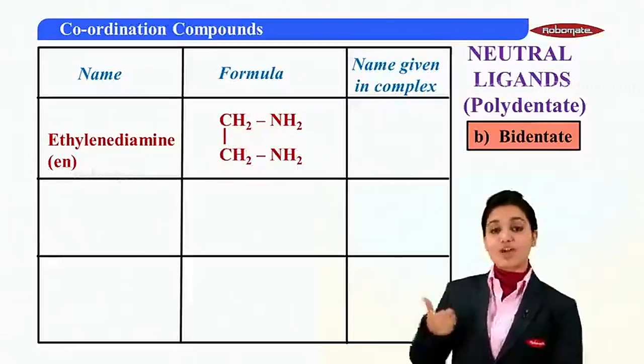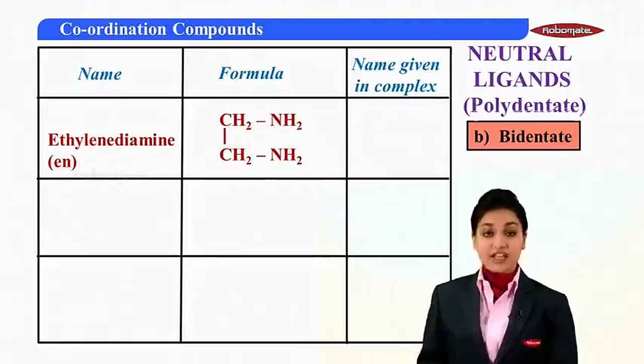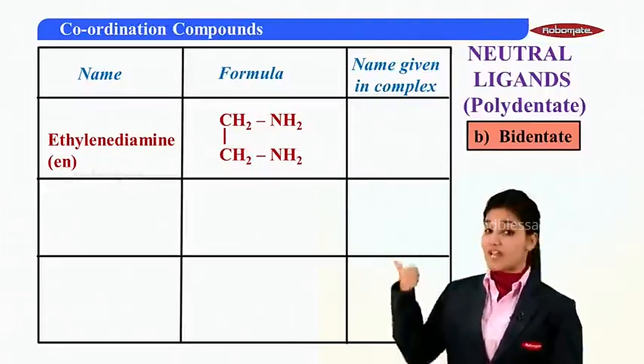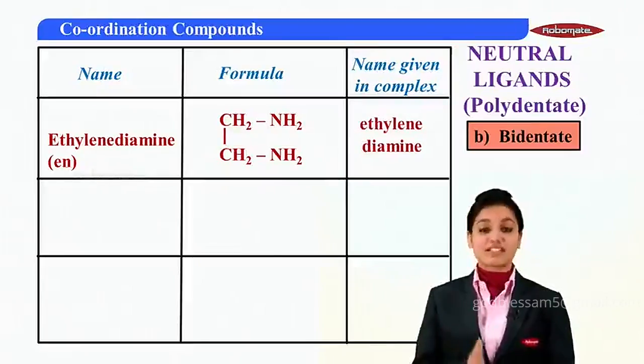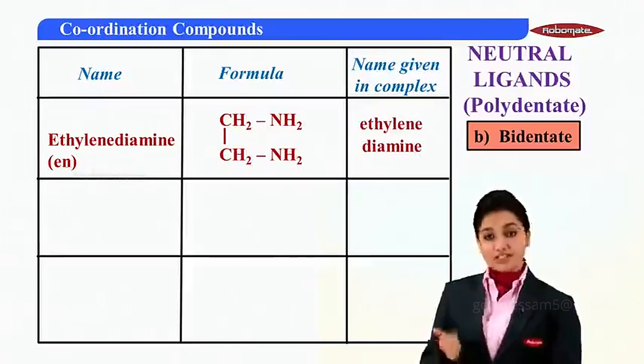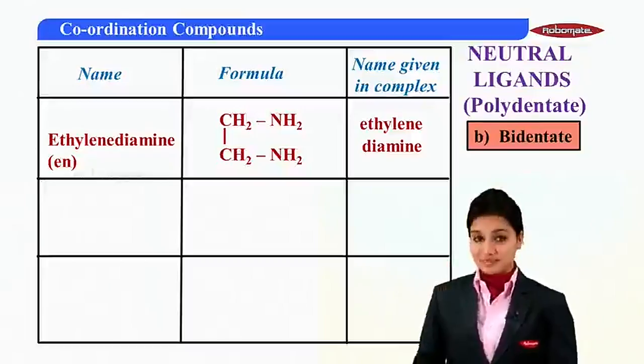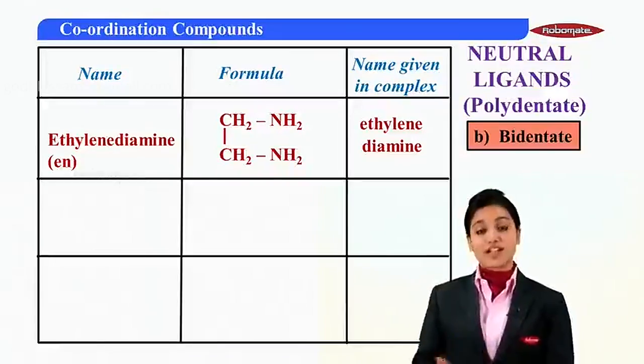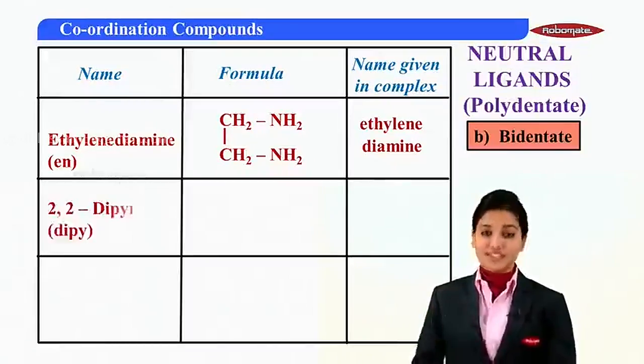So here if you see, you have CH2, that is ethylene, and we have 2 NH2, so this becomes diamine, so the name given is ethylene diamine. If you observe here, the spelling contains only one M. Why? Because it is connected to an alkyl or the aryl group, which is ethylene here.